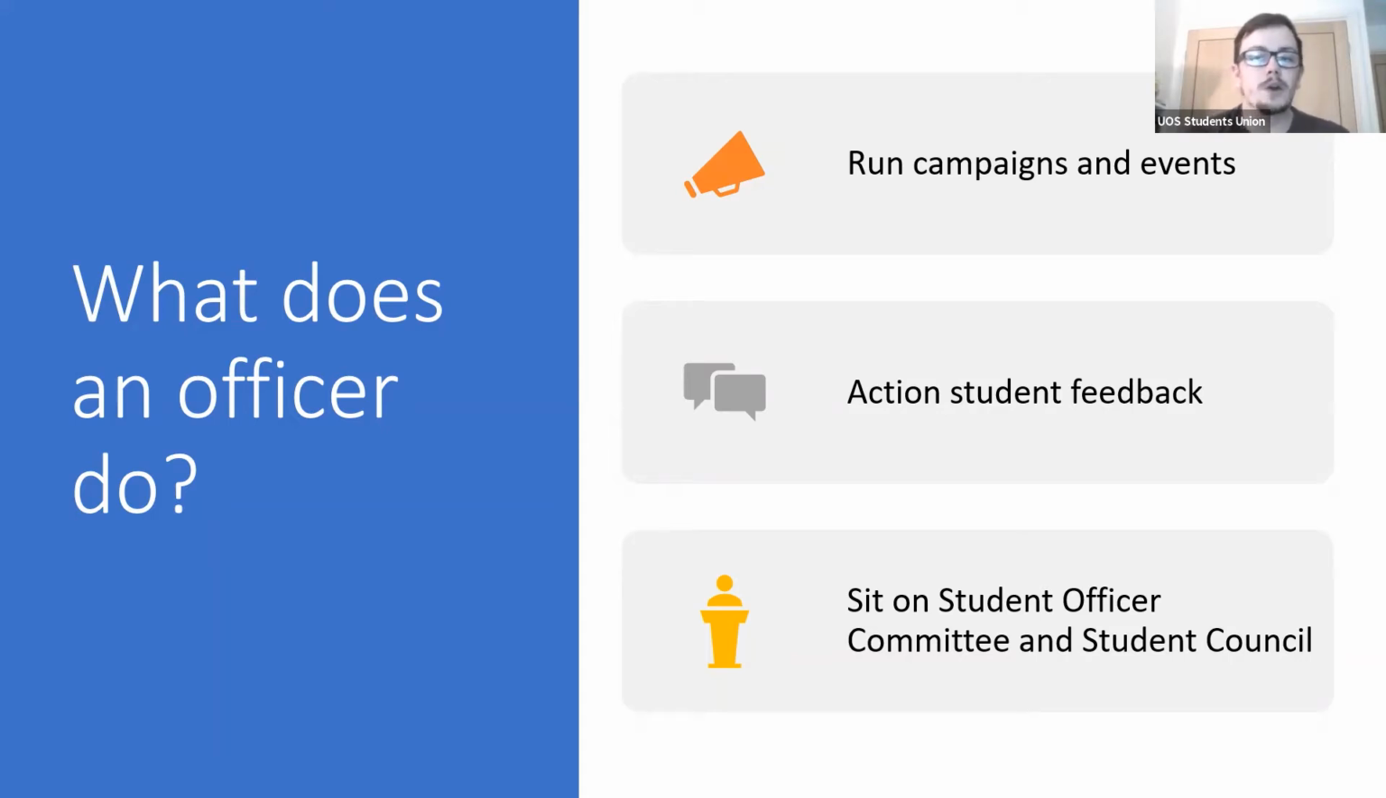The second role of Student Officer Committee is to action anything that comes through Student Council. So there'll be various motions that will ask the SU to do things or campaign for certain things. The role of Student Officer Committee is to decide how exactly we are going to do this. So the presidents will usually come to Student Officer Committee with a suggestion: we think we should go to this university committee or this member of staff at the university and ask them for this. And then Student Officer Committee basically approves that plan and can make any suggestions.